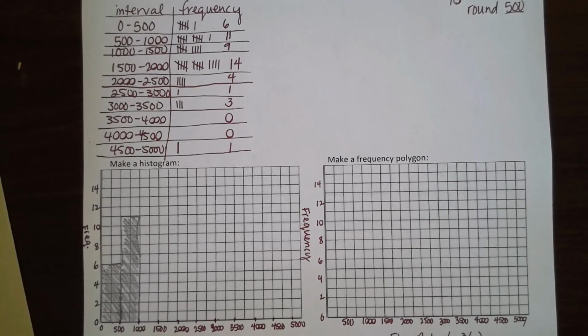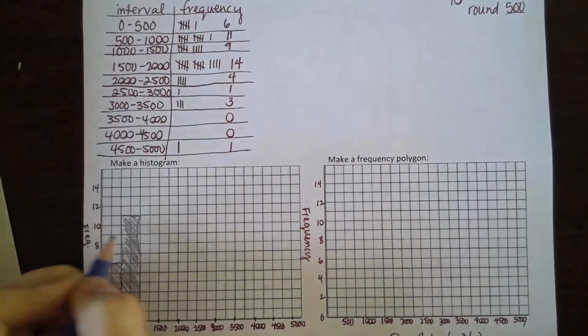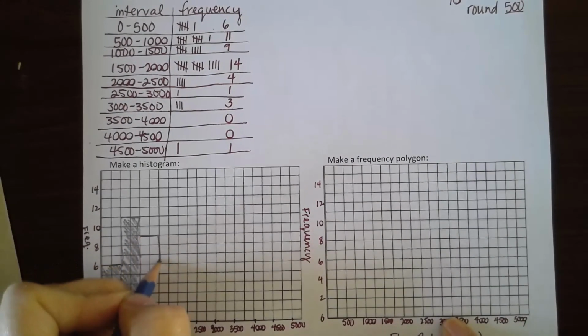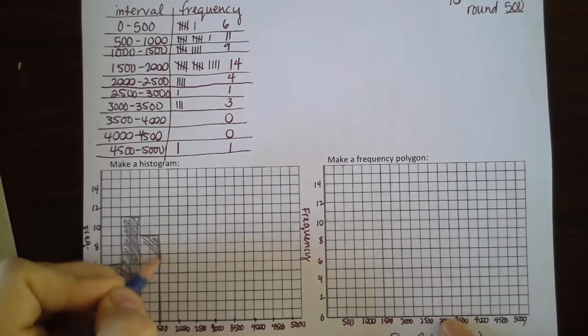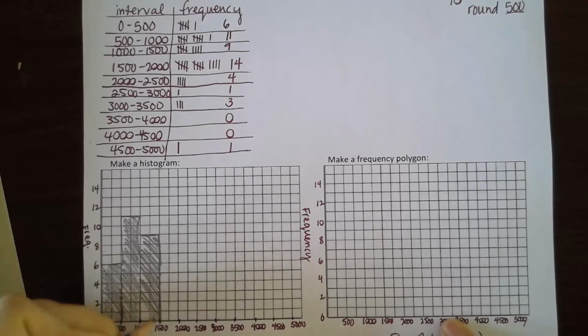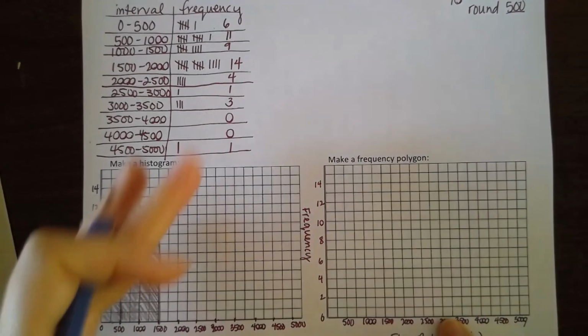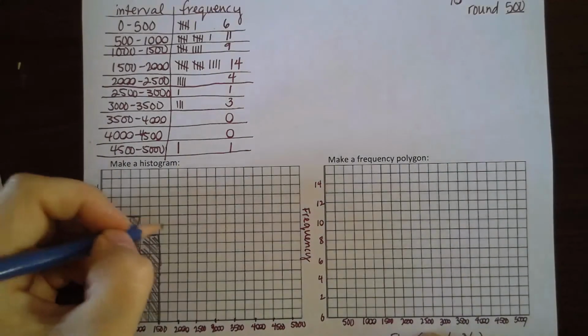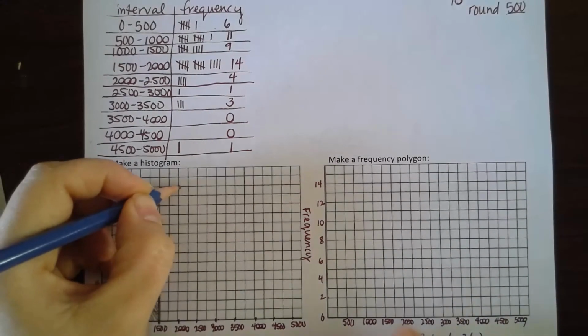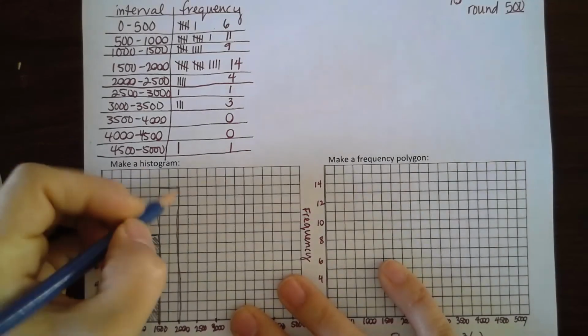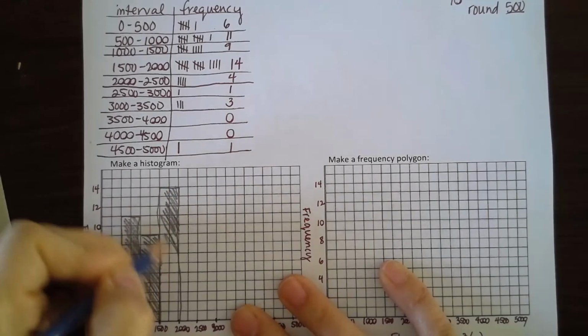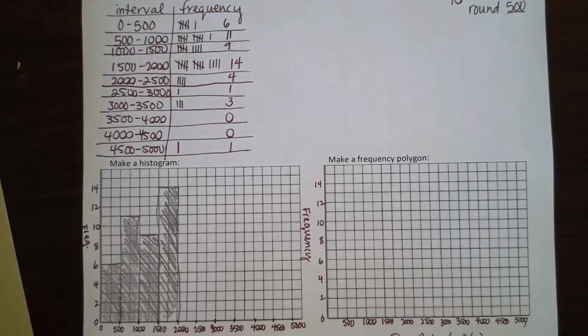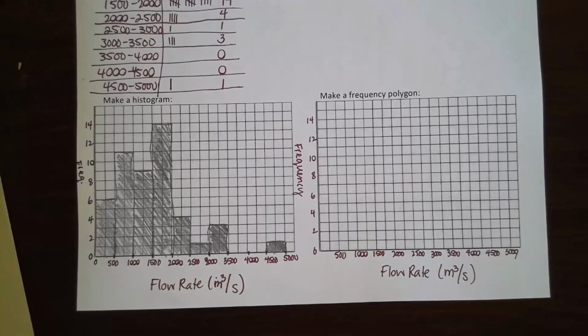The third interval happened 9 times. We had that flow rate range 9 times. So we just make a bar that's 9 tall. Then we have 14. Okay, and then I'll keep going and fill in the rest of this. Okay, so this is what our histogram looks like for our data.